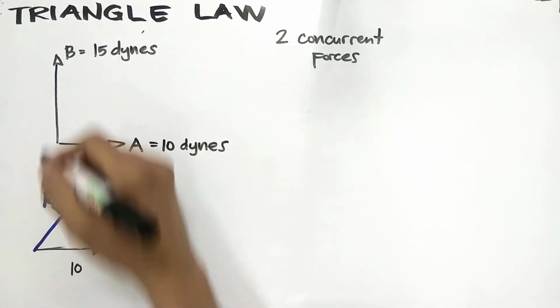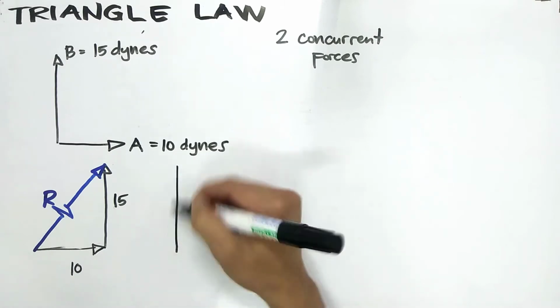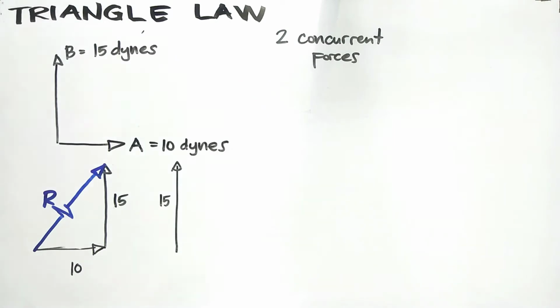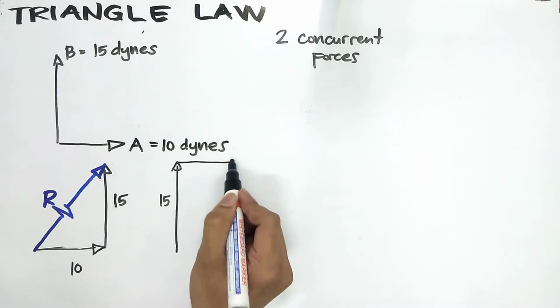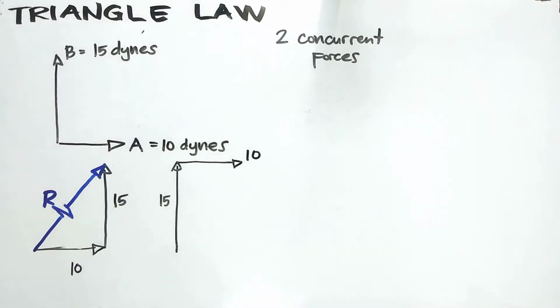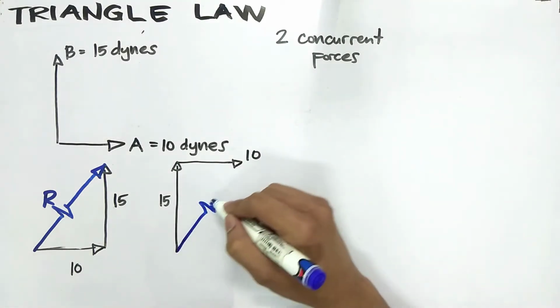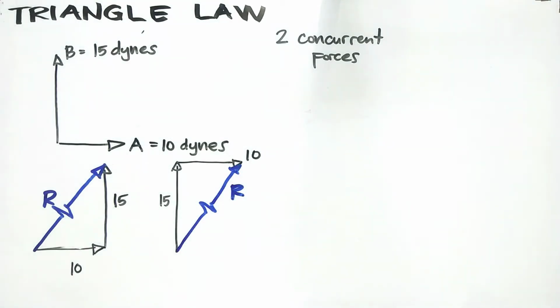Or you can start with your force B. This is your force B, 15 dynes. And then head to tail addition, this is your 10 dynes. The resultant would be the same. This is your resultant R. So either way, if you start with this force or the other one, you will arrive at the same value of your resultant.